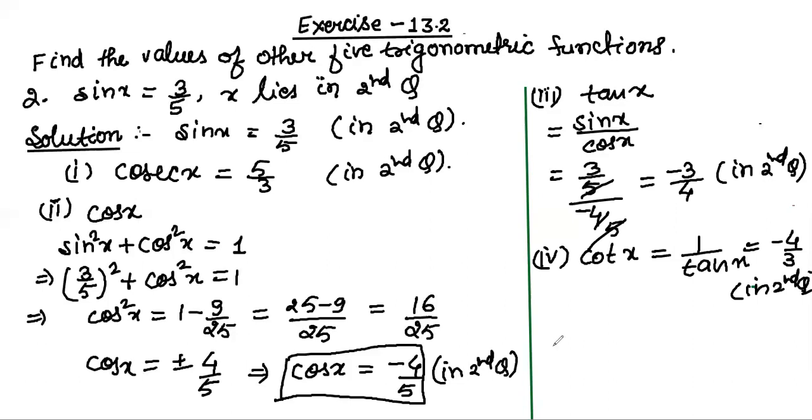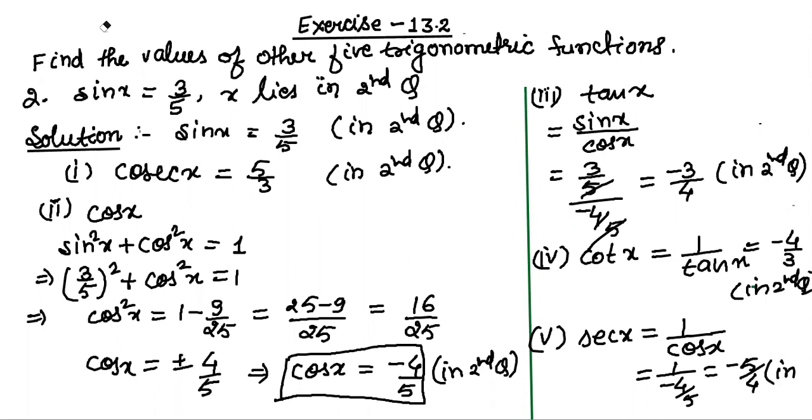Now next, that is sec x. Sec x equals 1 by cos x. Cos x we have as minus 4 by 5. So this is 1 by minus 4 by 5. So finally we have minus 5 by 4. In the second quadrant, sec is also negative.